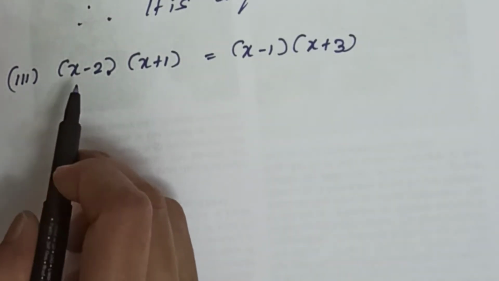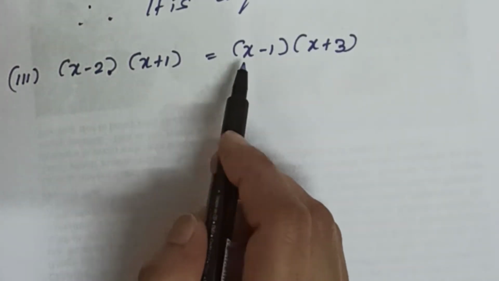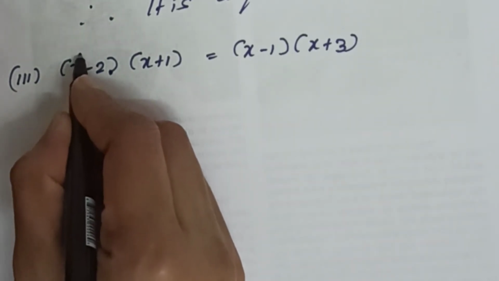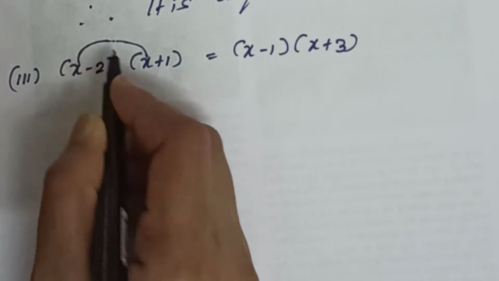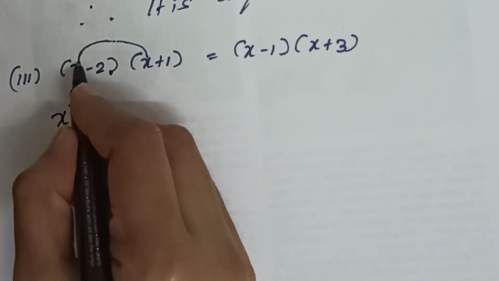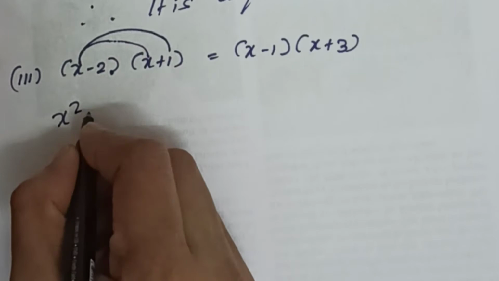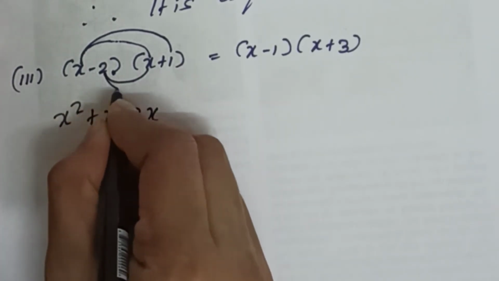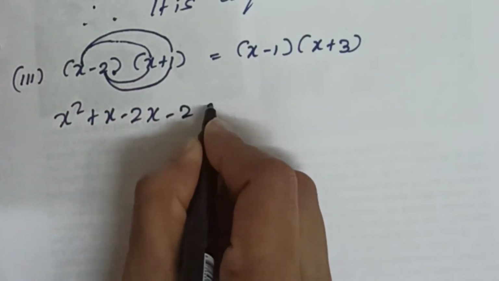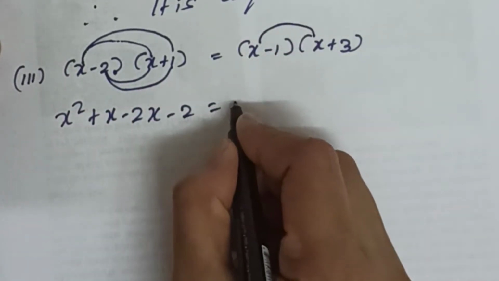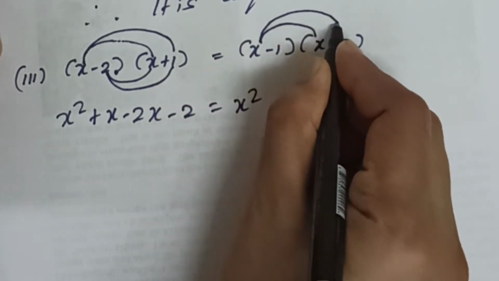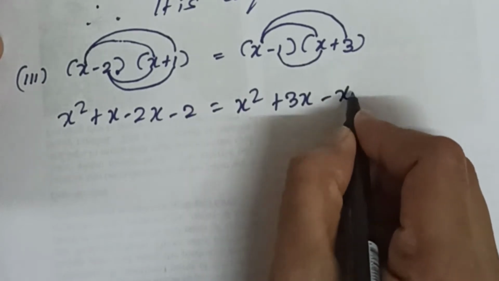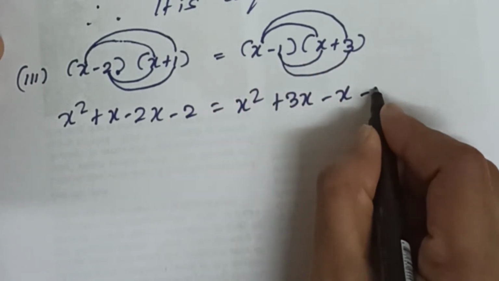Now on the left hand side we have x minus 2 into x plus 1. Right hand side is x minus 1 into x plus 3. Now we have to simplify. So we have to multiply x into x, x square. x into plus 1 is x. Minus 2 into x is minus 2x. Minus 2 into plus 1 is minus 2. Equal to right hand side: x into x, x square, x into 3, 3x, minus 1 into x, minus x, minus 1 into 3, minus 3.